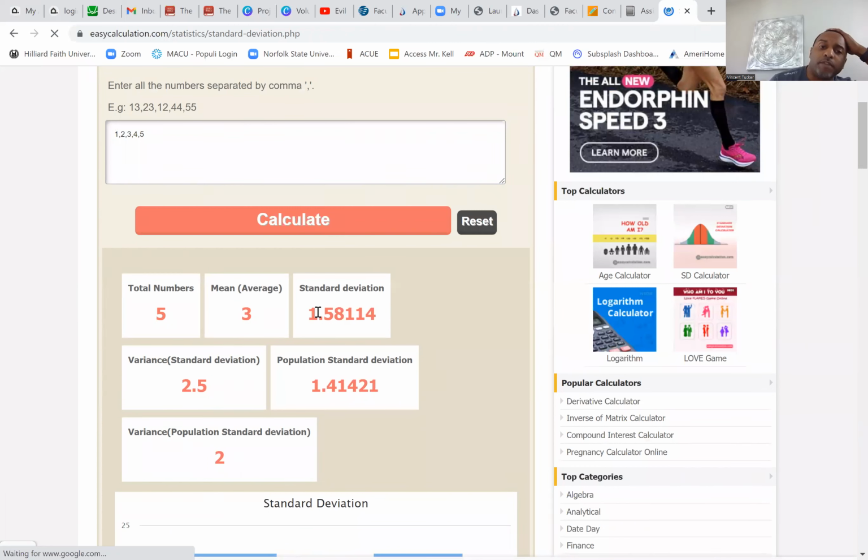So notice it has standard deviation and variance. They didn't ask in this book about the variance. So until it pops up, I'm not worried about it. Right now, all you're looking for is the standard deviation. Also notice it has population standard deviation, population variance.